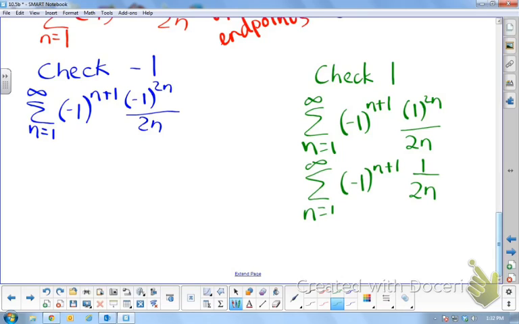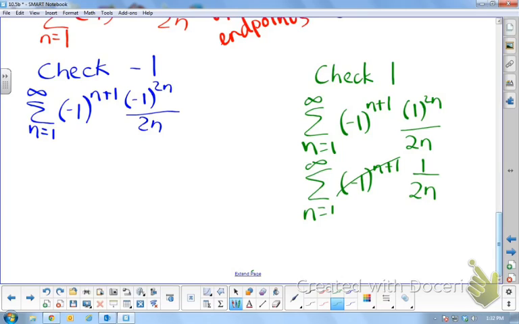So let's try the alternating series test. This is an alternating series. We need to see if, when I got rid of the negative part, are all my terms positive? If I plug in to here, would they all be positive? Yes. If I got rid of the negative part, 1 over 2n, that would all be positive.